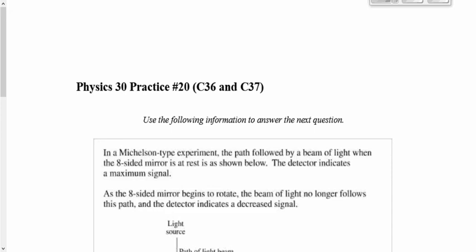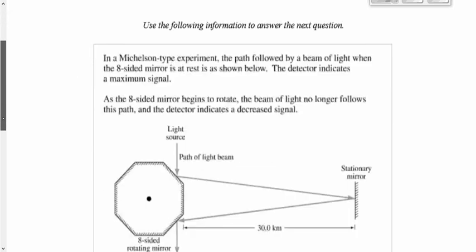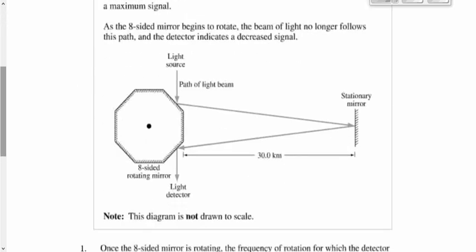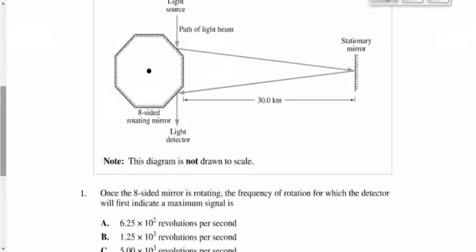Now look at practice question set number 20. It's a Michelson experiment, a rotating mirror experiment where light strikes one side as the mirror rotates, comes back, and makes 1/8 of a rotation during the time that it takes the light to travel that return distance. We know how to deal with these, right? We always deal with them exactly the same way.